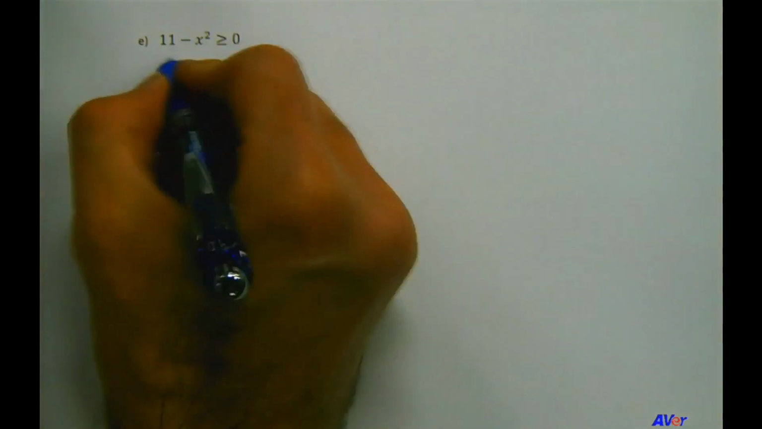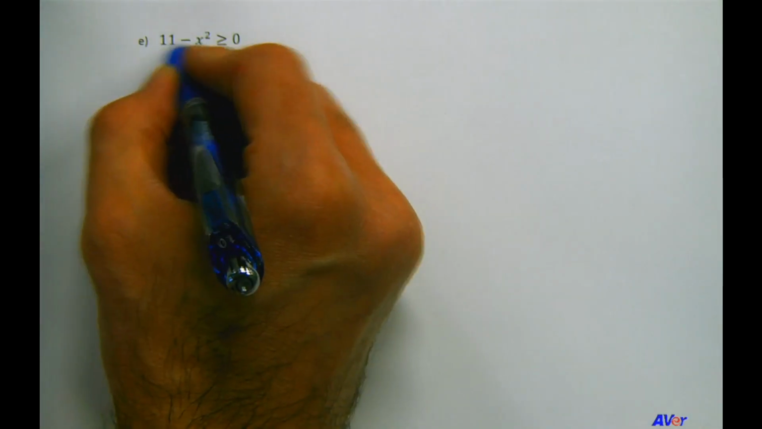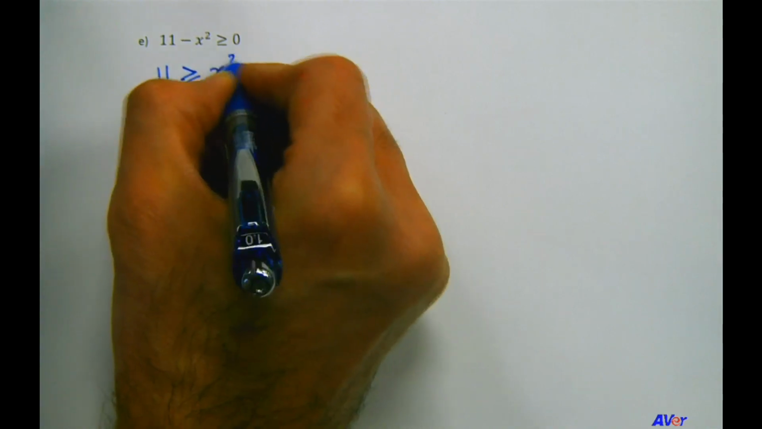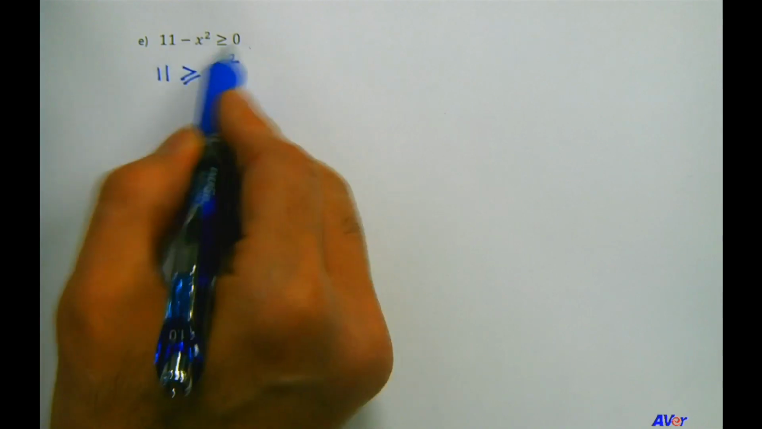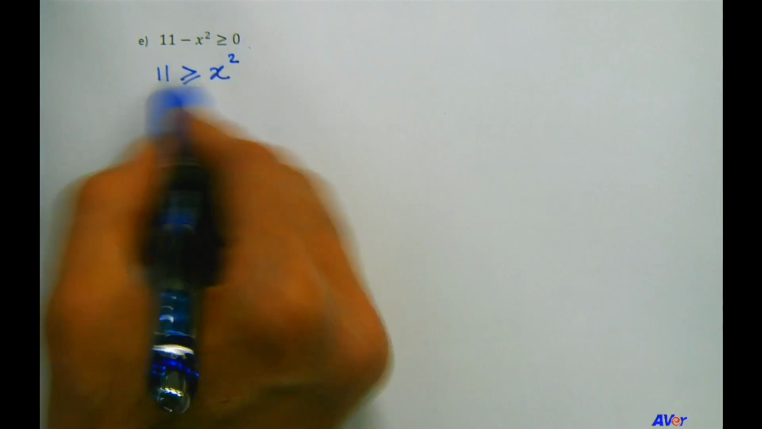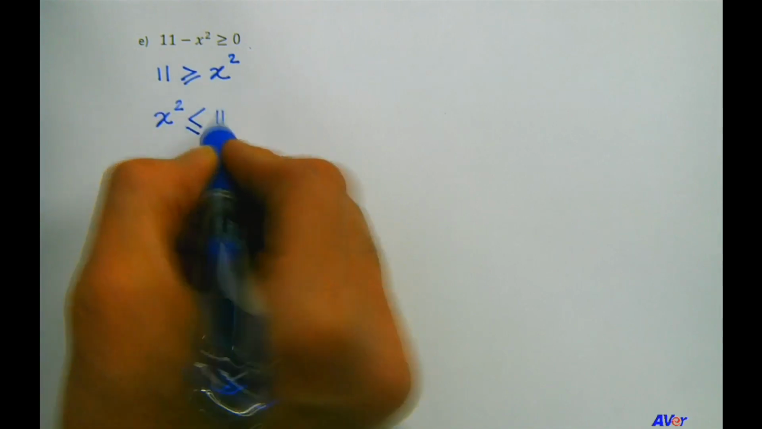Here we have another polynomial inequality. In fact, this is a quadratic inequality, right? So let's solve for this. To solve for x, we need to have these two terms isolated, so 11 greater than or equal to x squared. It was minus x squared on the left, I moved it to the right, it became positive, right? Positive x squared. I prefer to have my variables on the left side, so x squared less than or equal to 11. Okay.